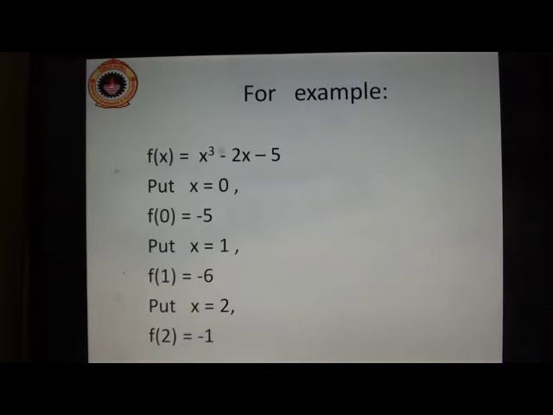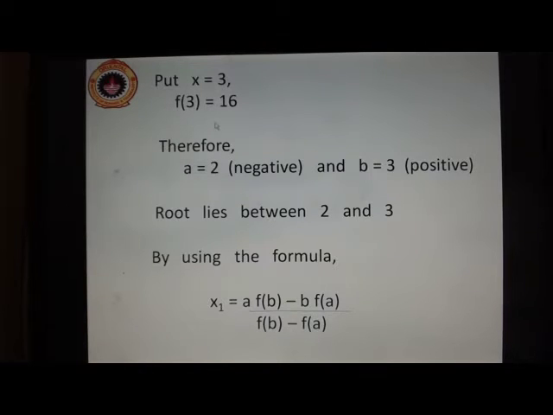Here is a suitable example. If f(x) = x^3 - 2x - 5, put x = 0, f(0) = -5. Put x = 1, f(1) = -6. Now put x = 2, f(2) = -1, and f(3) = 16. Since f(2) is negative and f(3) is positive, a gives a negative value and b gives a positive value. Therefore the root lies between 2 and 3.